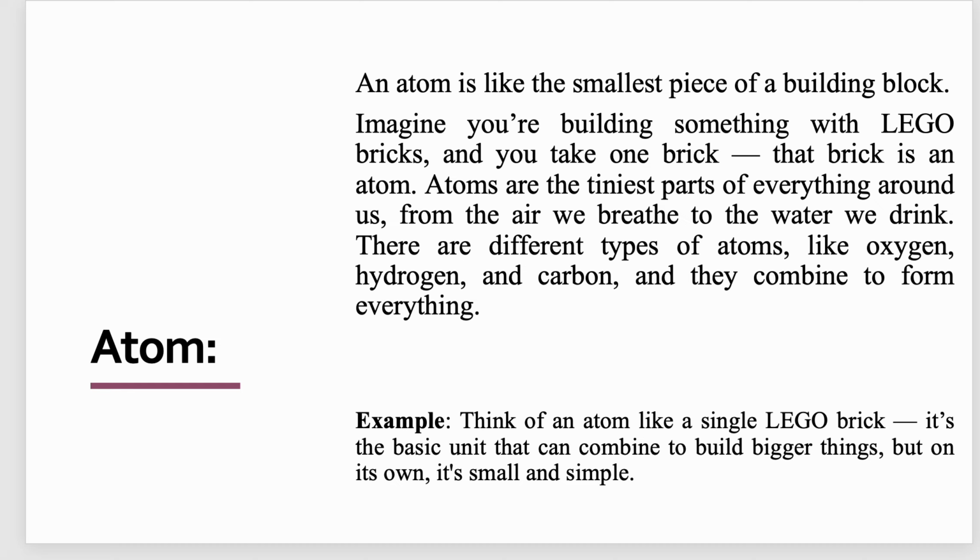Imagine you are building something with Lego bricks and you take one brick. That one brick is an atom. Atoms are basically the tiniest parts of everything around us, from the air we breathe to the water we drink. And there are different types of atoms like oxygen, hydrogen and carbon, and they combine to form everything. So we can say everything around us, or everything in this universe, is made up of atoms.